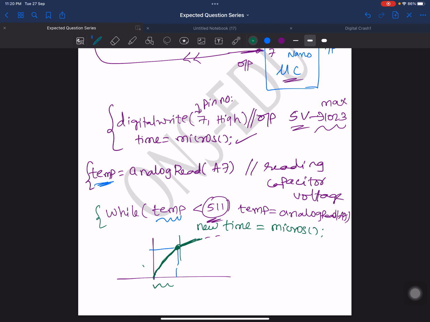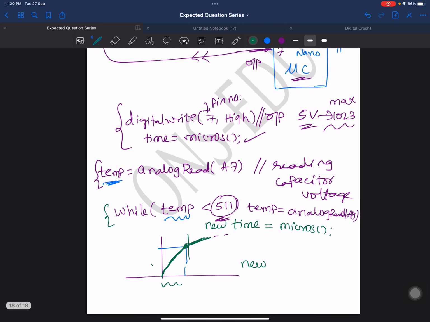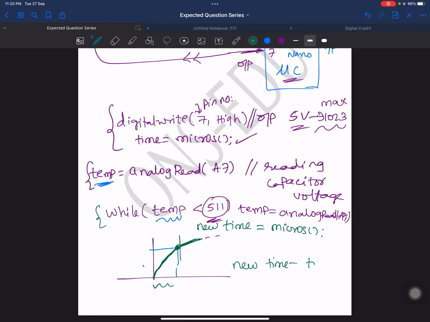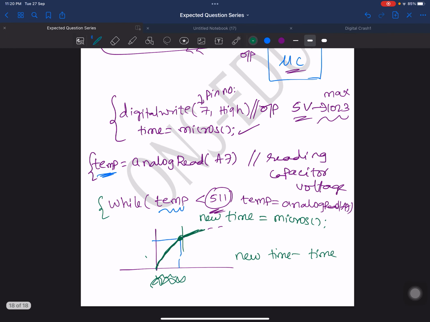So the new time minus time is nothing but this duration. I got the duration, the duration to the midpoint. That's it.